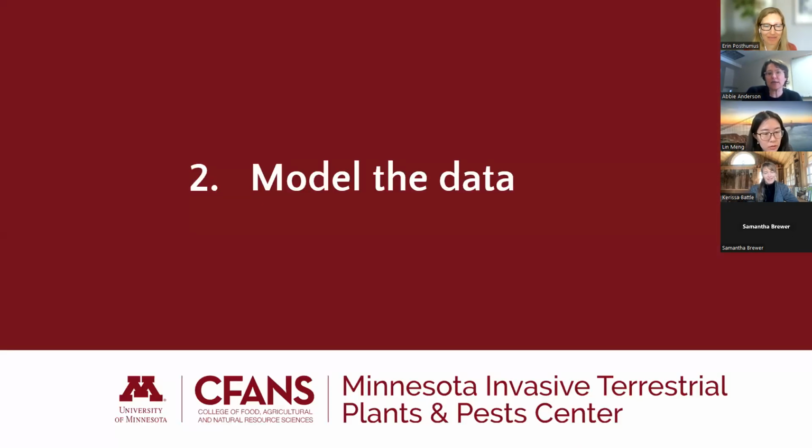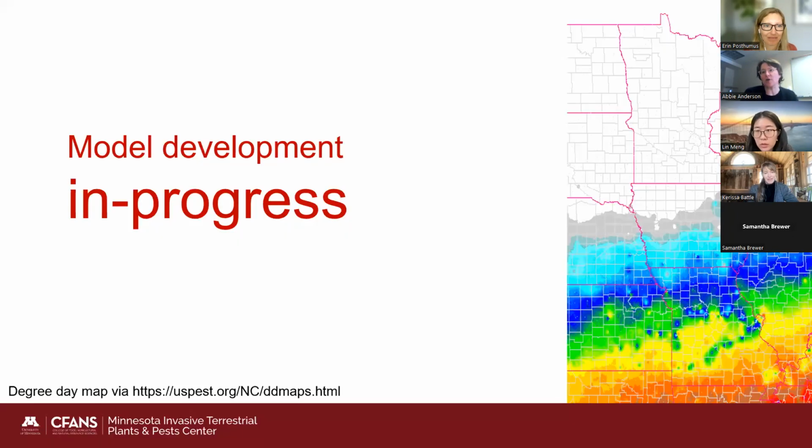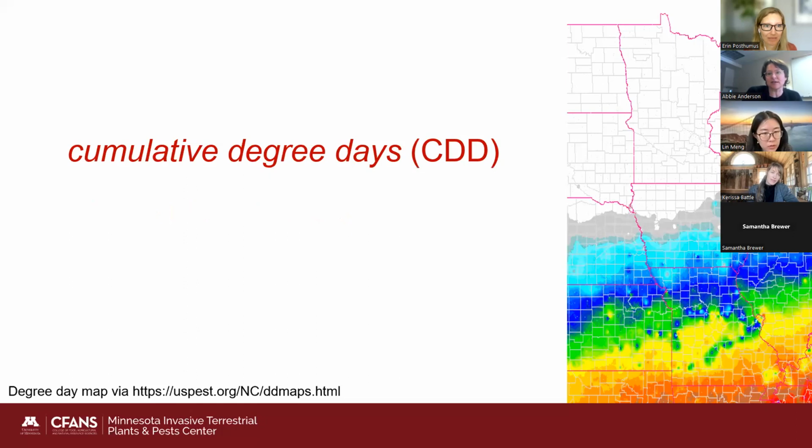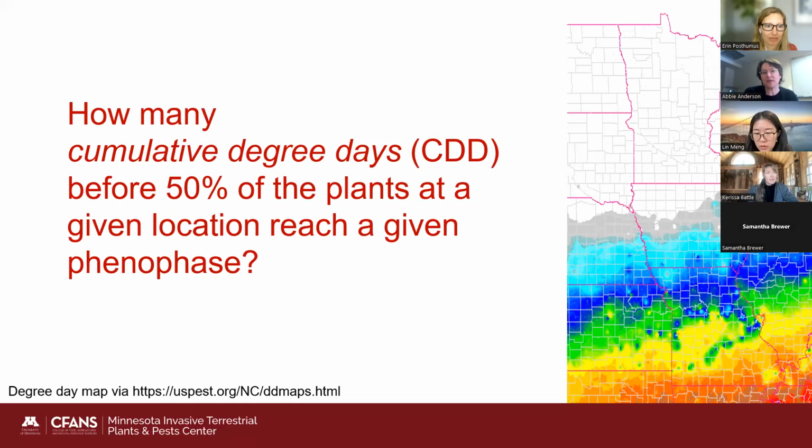I'll speak just real quickly about modeling the data because this is in progress. But one of the things that our data from the field lets us do is understand phenology in terms of cumulative degree days. So cumulative degree days is a way of saying how a place is warming up over time and how the plants are responding in concert with that. Specifically, one of the questions that we are modeling is how many cumulative degree days need to pass before 50% of the plants in a given location reach a given phenophase.